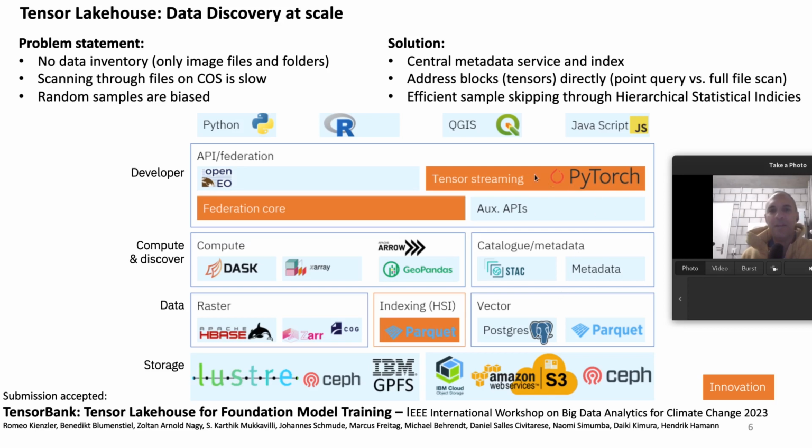And the other thing is we implement tensor streaming functionality, which allows us for debiased sampling, but I will come to that in a second. And here you see we actually got accepted at the IEEE International Workshop on Big Data Analytics for Climate Change. It's in December this year.